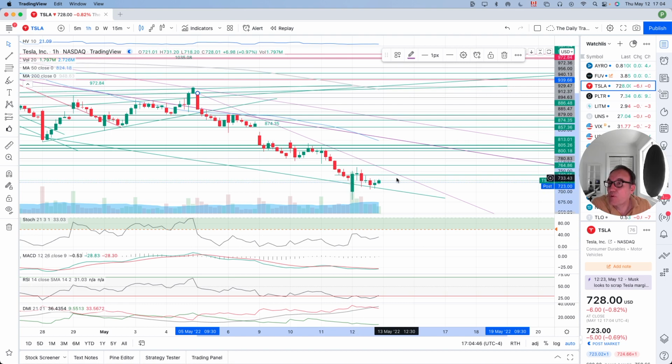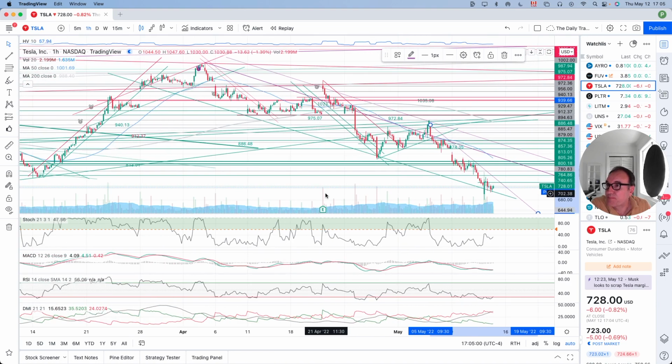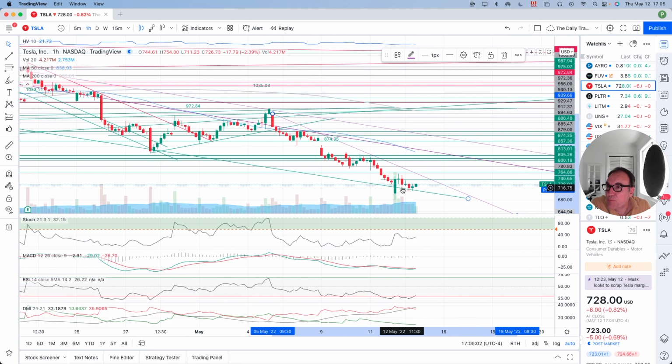The second hour, we tried to break 740 right here, but then we could not hold 740 for more than 1 hour. And then we came back down, and look at how perfect this is. We are following this downward support right here. The downward support is being followed quite well on the 1-hour chart. And now we are climbing a little bit higher here.